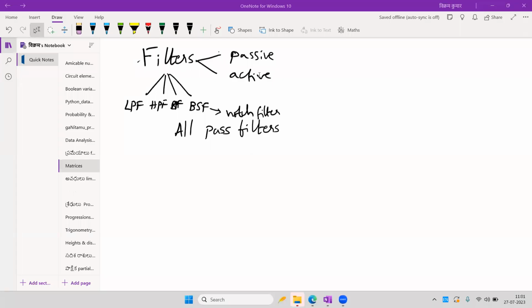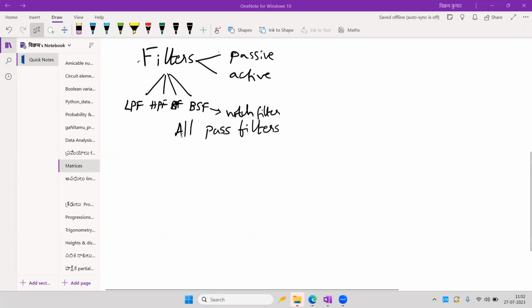So as we were saying, the filters we can categorize as passive and active. Another kind of categorization is low pass filter, high pass filter, band pass and band stop filters. And a notch filter is a special type of band pass filter where the band is very, very narrow. That means sometimes only one single frequency can be passed, or a very limited range of frequencies will be passed. That is called a notch filter.